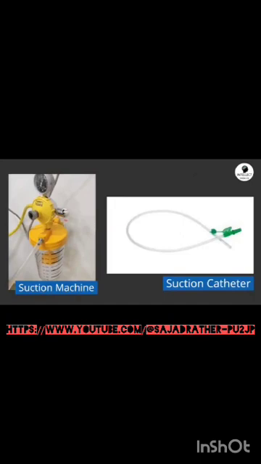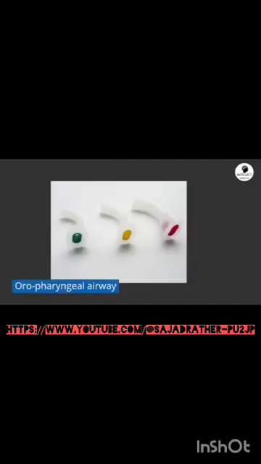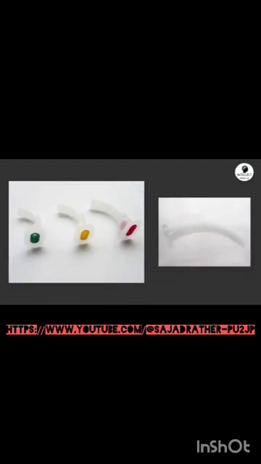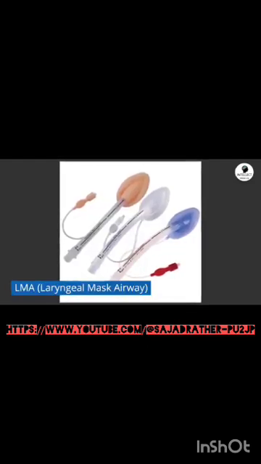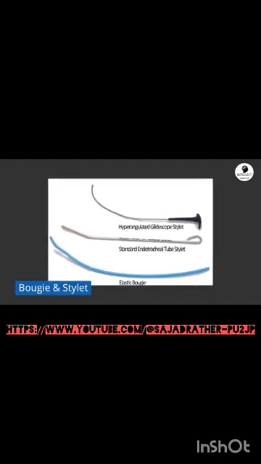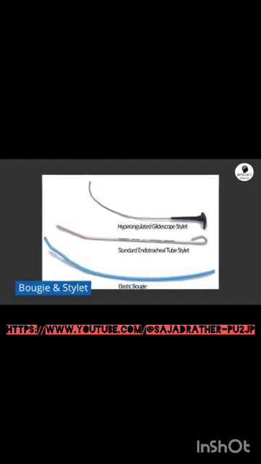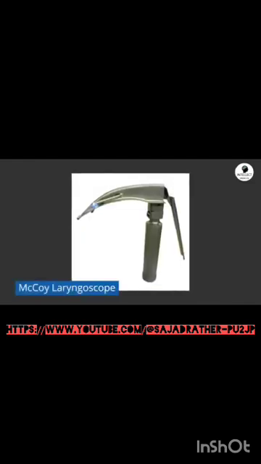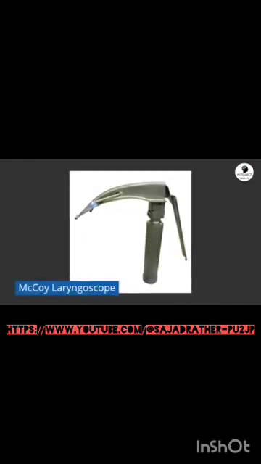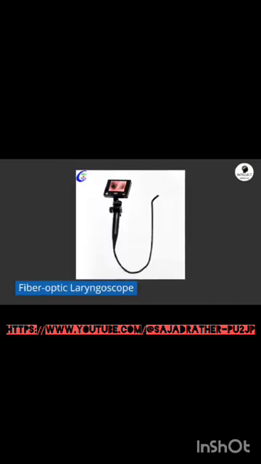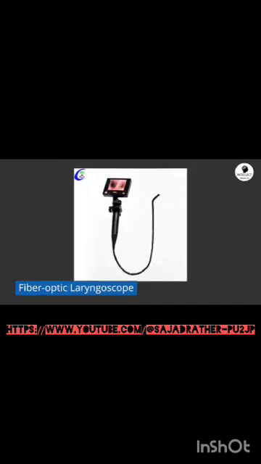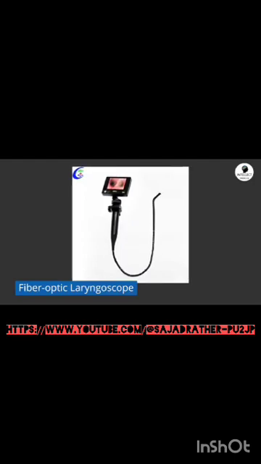Now, if you suspect there can be difficulty intubating, that means there is a difficult airway, then you need to prepare a cart that is called the difficult airway cart. In that, along with these equipments, we keep different sizes of oropharyngeal airway, different sizes of nasopharyngeal airway, LMA, that is laryngeal mask airway, a bougie and a stylet, and you can keep a different type of laryngoscope which is called McCoy, and if available you can also have a video laryngoscope and fiber optic. I'll cover all these topics in my next video of difficult airway.